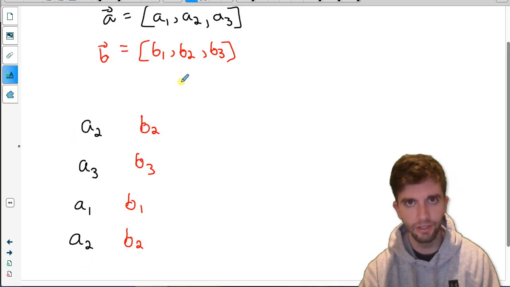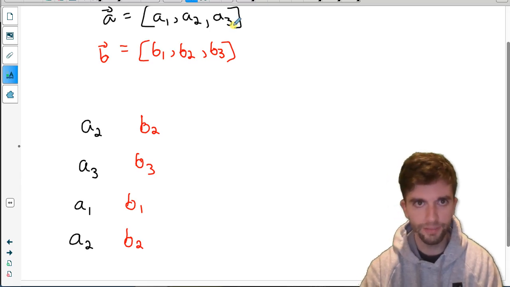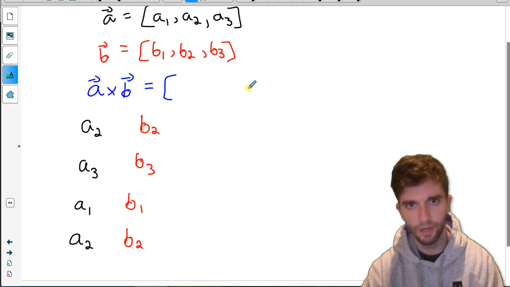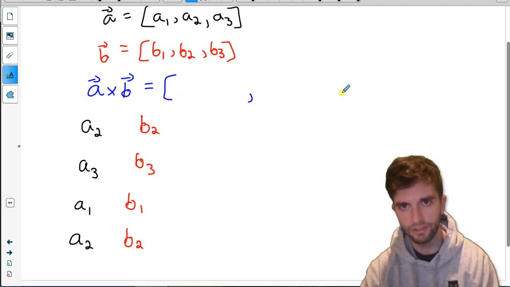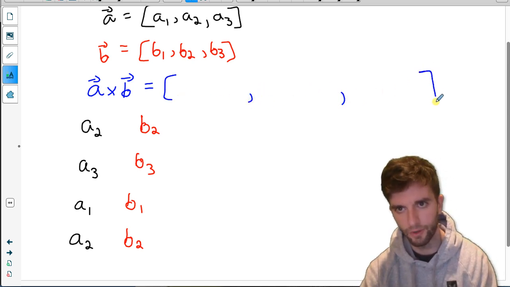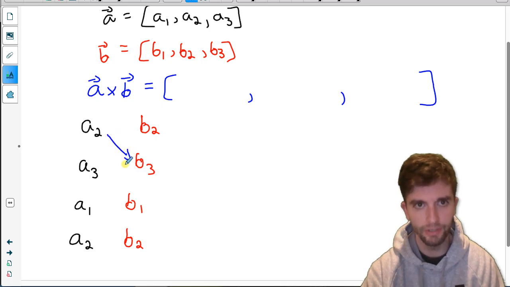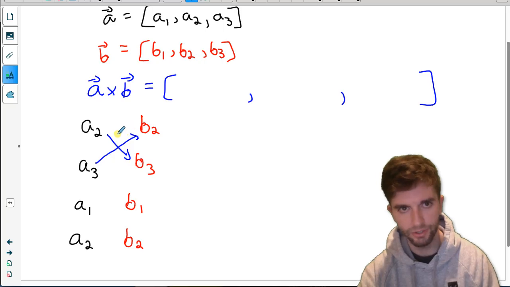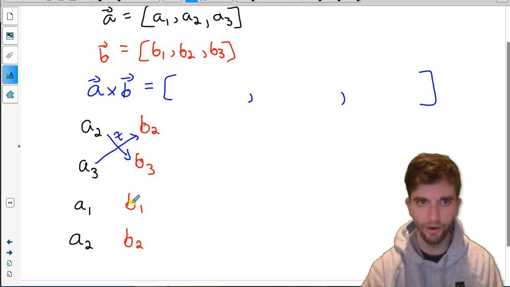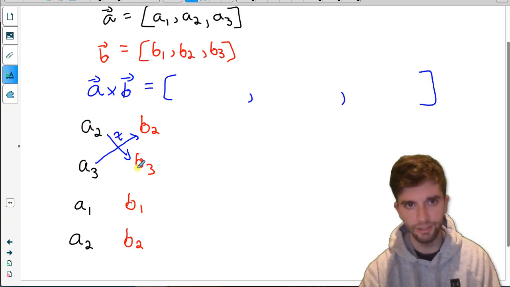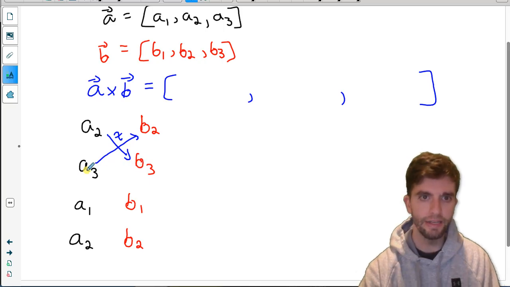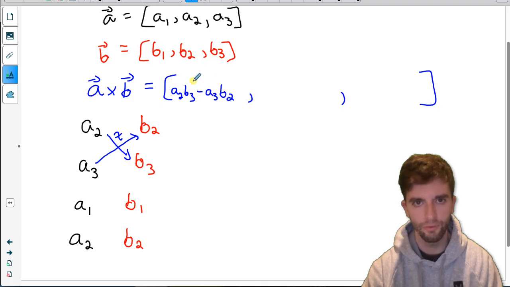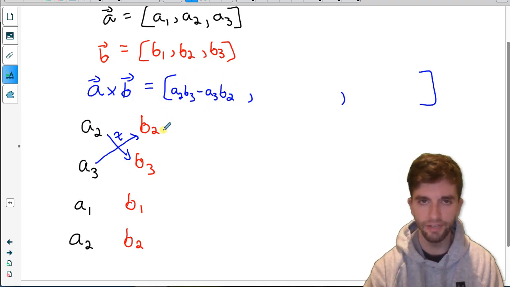And I do this so that I can generate the formula for the cross product. The cross product, a cross b, is equal to, I'm going to get 3 components, an x, a y, and a z component. I can get the x component by doing the product of those 2 components minus the product of those 2 components. That will give me the x component of the cross product. So a2 times b3 minus a3 times b2. So that will give me the x component of a cross b.